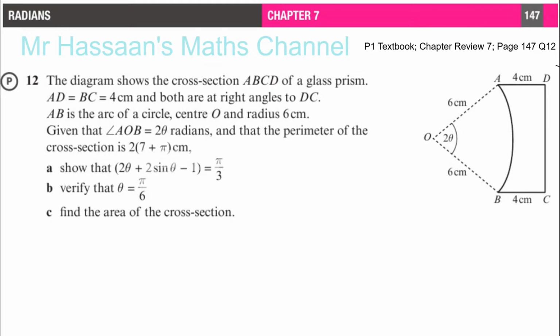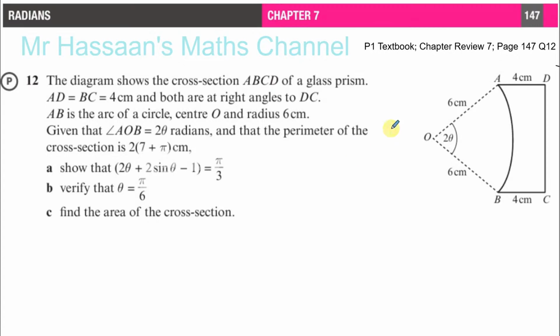We've been asked to answer question number 12 from the P1 textbook, chapter 7 review exercise, a question about radian measure. It tells us about this glass prism ABCD, and this is a cross section of the glass prism.